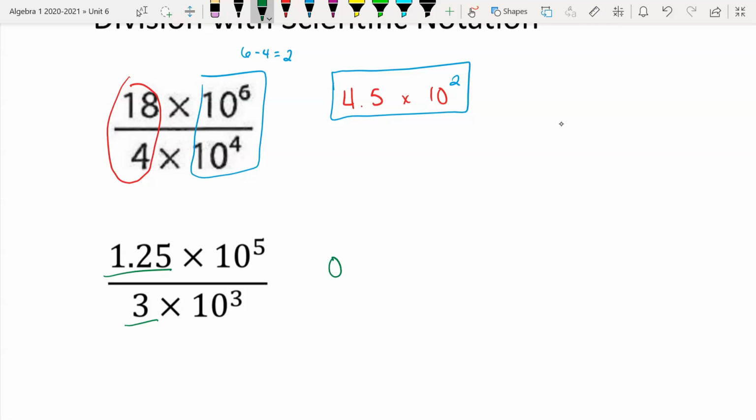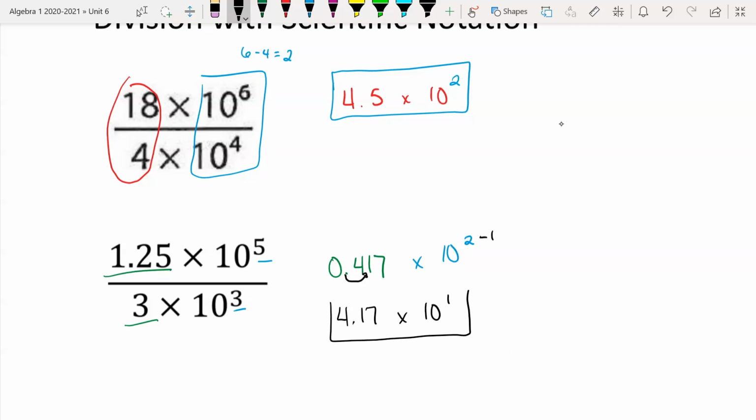Hopefully whenever you divide it, you got 0.417. We'll cut it off because it repeats. And then you subtracted your exponents, so you got times 10 to the second. But here's the thing. I've got to move this decimal 1 to the right to make it between 1 and 10, right? So I'm going to say 4.17 times 10 to, now move it to the right, I subtract 1. So I'm going to say times 10 to the first.